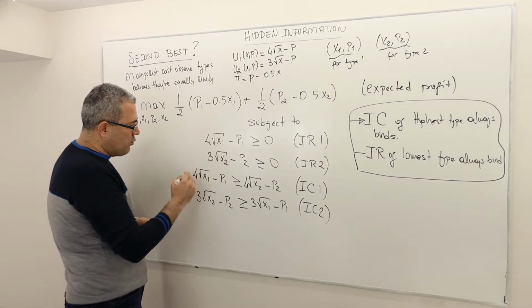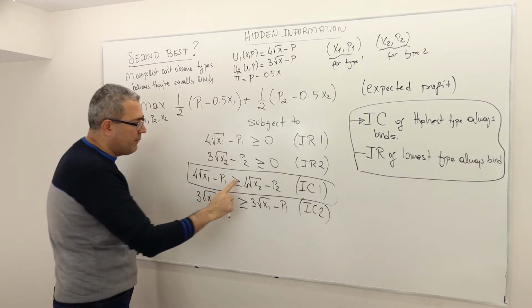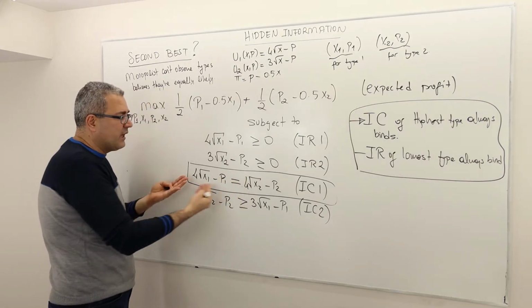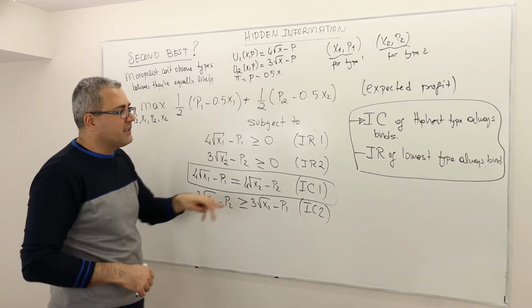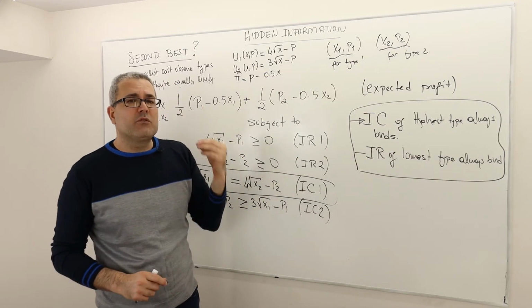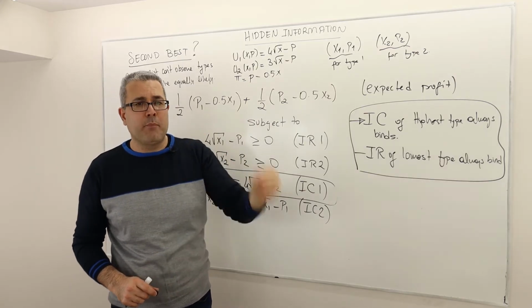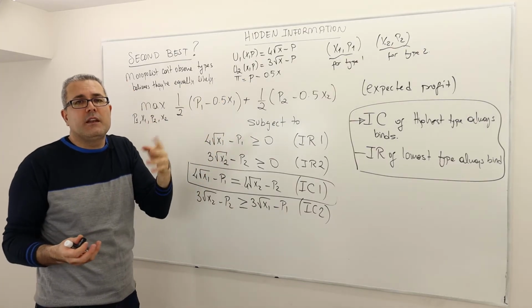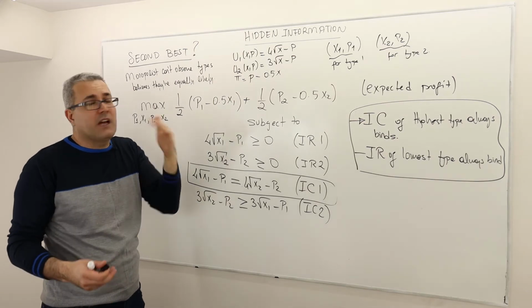So what is IC1? It is this one. So it is going to bind. What does that mean? Binding constraint means the constraint will be satisfied with equality. The second statement says individual rationality of the lowest type will always bind. So here the lowest type, there are two types, right? The highest type is type 1, therefore the lowest type is type 2, I'm sorry.